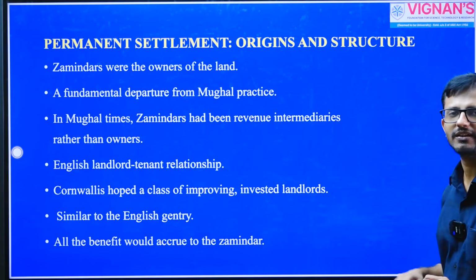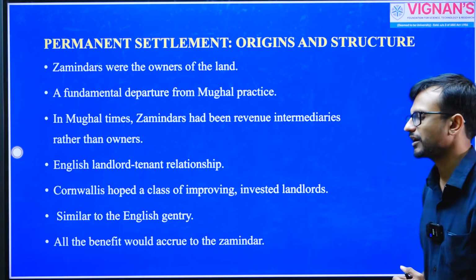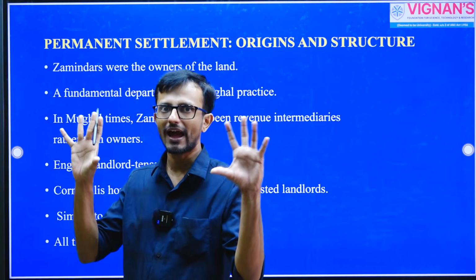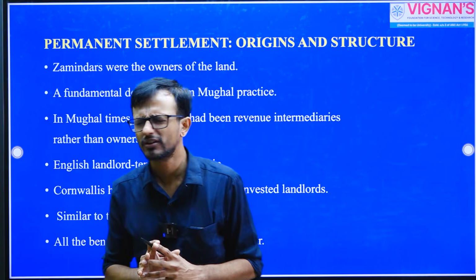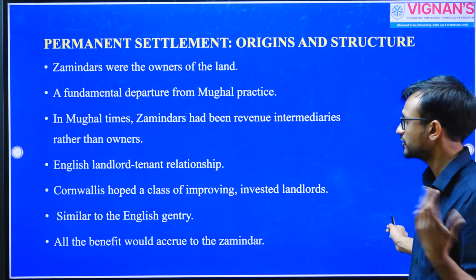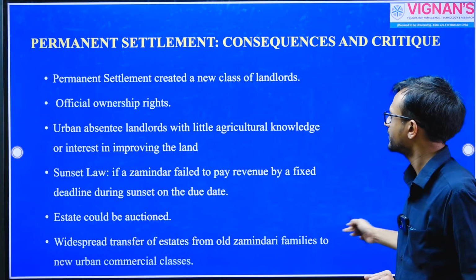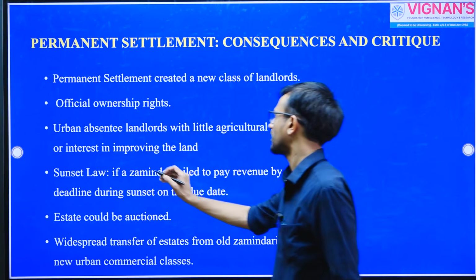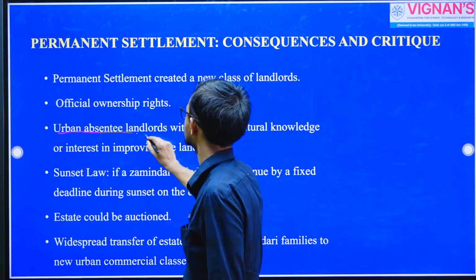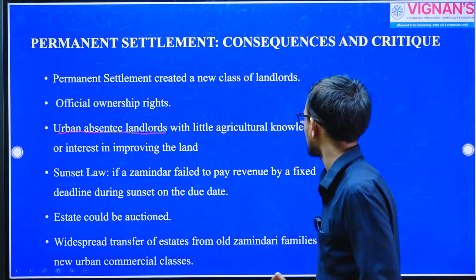So this is the same thing that I mentioned to you, that Cornwallis had thought of creating a class of improving landlords, entrepreneurial landlords, which was an utter failure actually. And it was a change from the Mughal period. So yeah, absentee landlords, that term is urban absentee landlords, who are also known as jotedars.